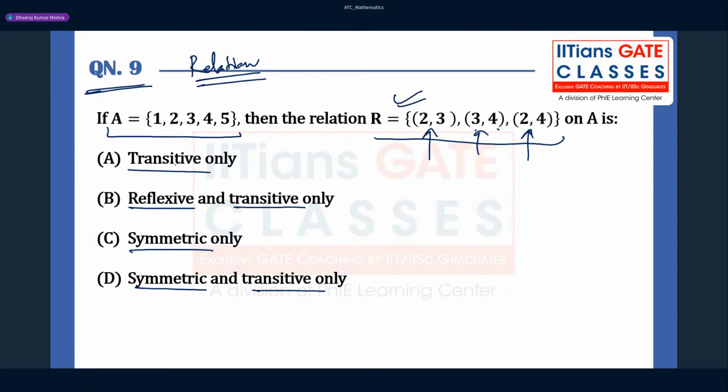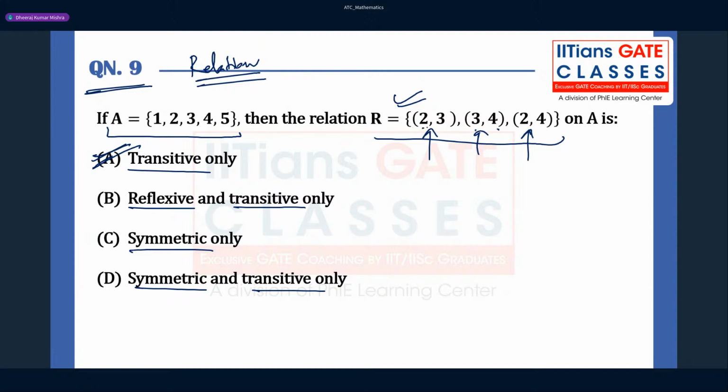So if you don't know the meaning of symmetric, transitive, reflexive, then for people who are just doing engineering or have done engineering, they forget their plus two level, right? So you can revise from the NCERT. Okay, so you will find that this relation will satisfy only the transitive property, right? Only the transitive property is going to be satisfied.